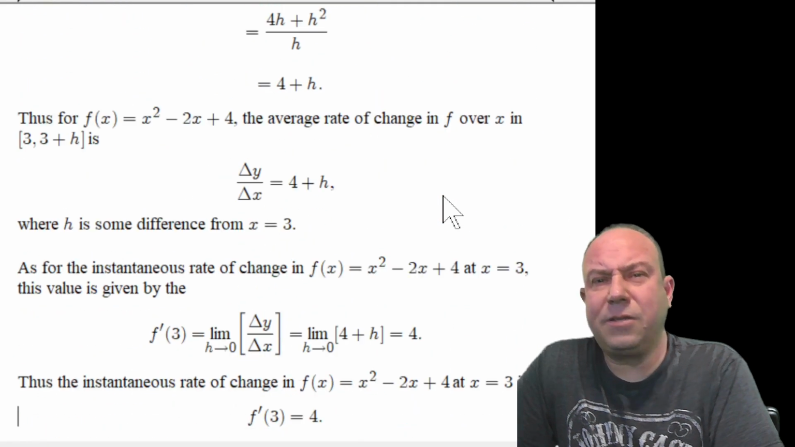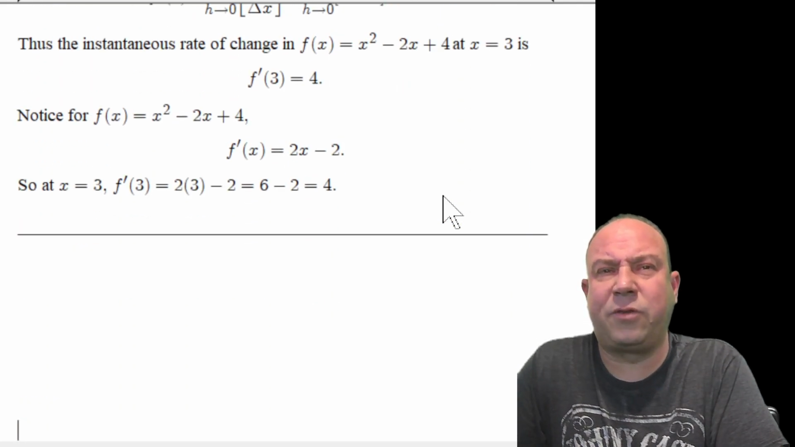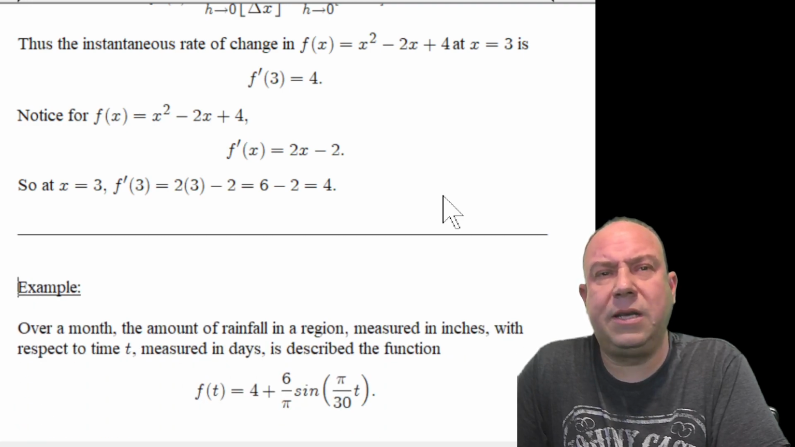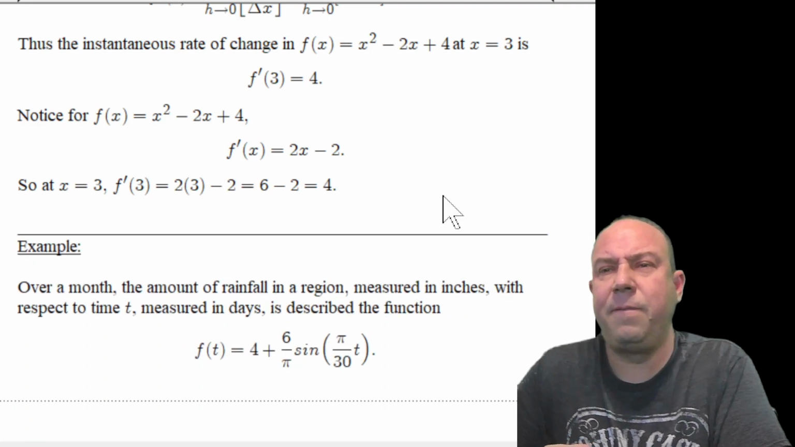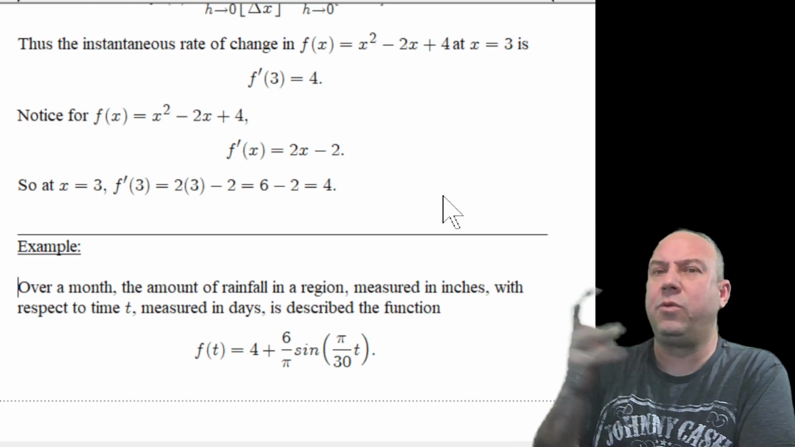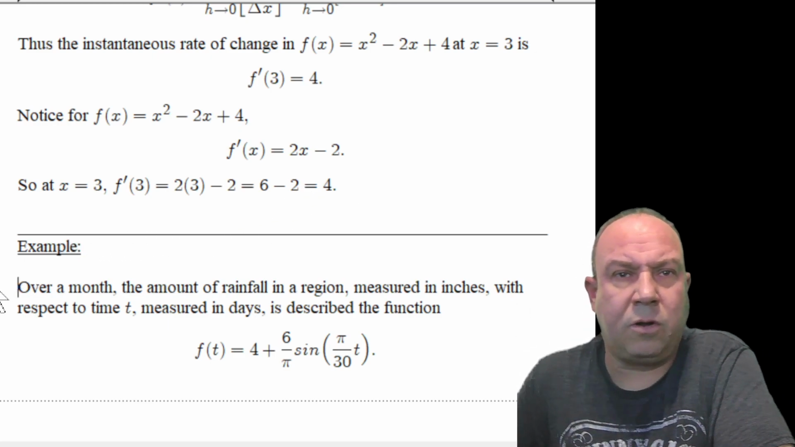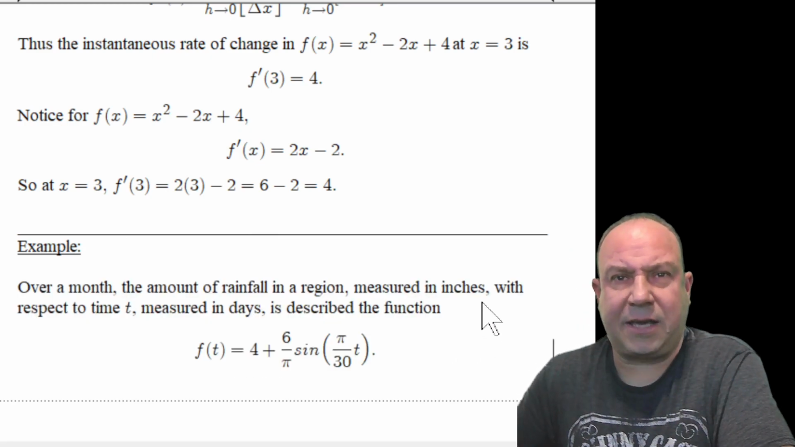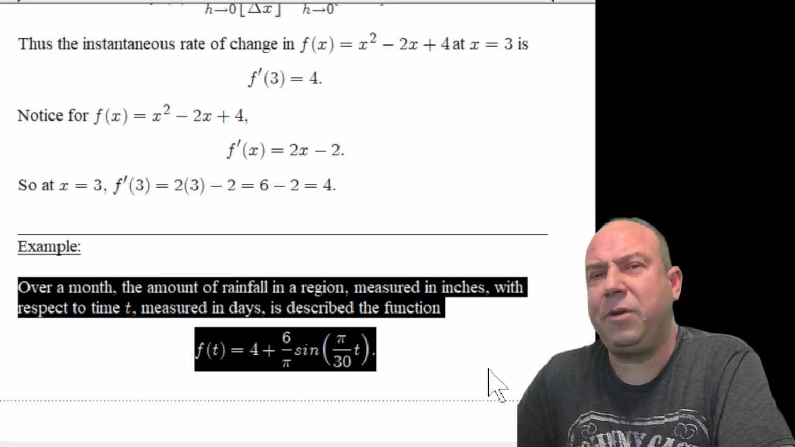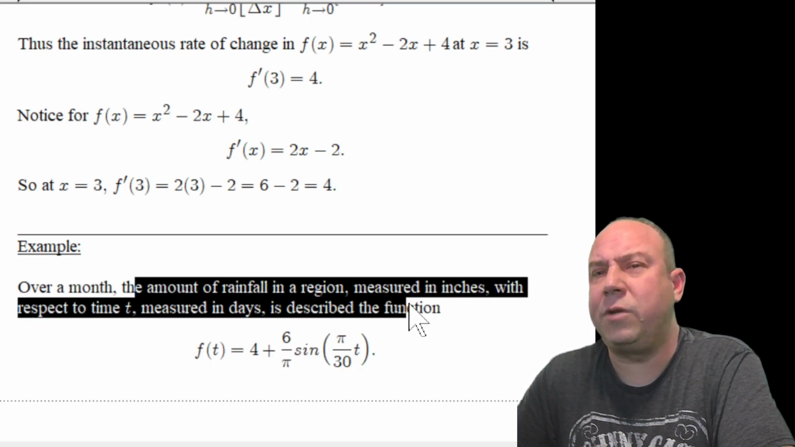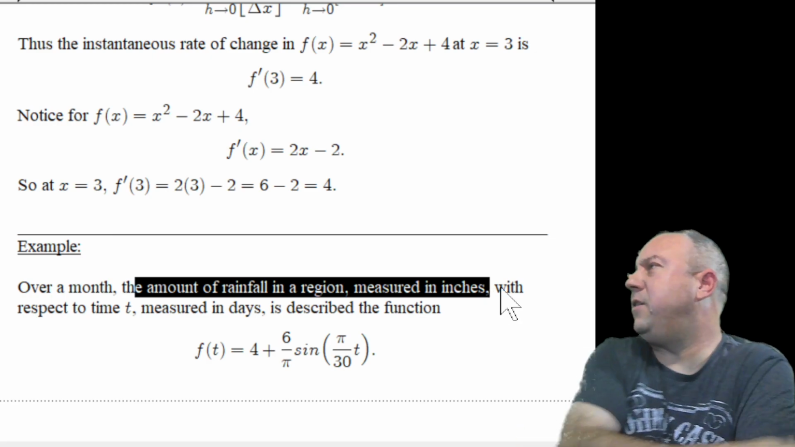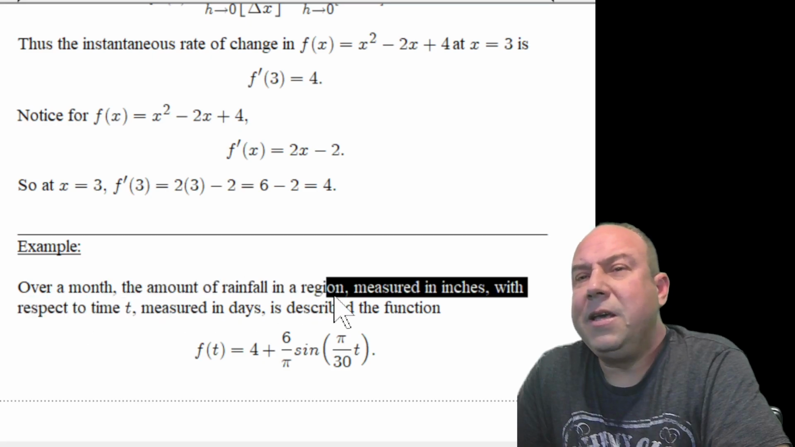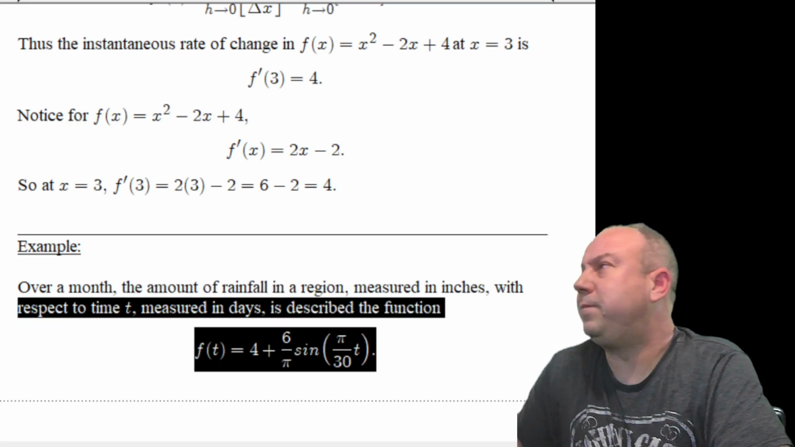All right. Let's look at another example. This is a nice place for a real-world example. If you have, for example, a real-world situation where you have a dependent variable with respect to an independent variable, you can use the derivative to calculate the instantaneous rate of change in that case. So I just give this example here. I say, suppose the amount of rainfall in a region, which we measure in inches, with respect to time t in days, is described by this function seen here.